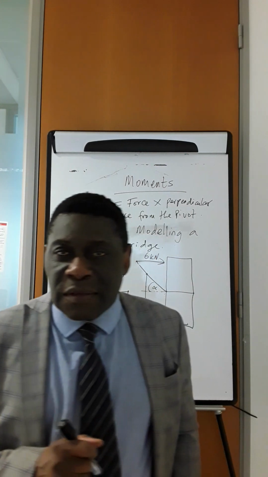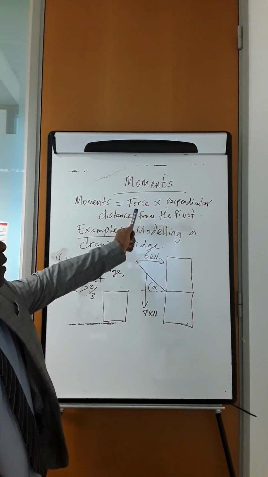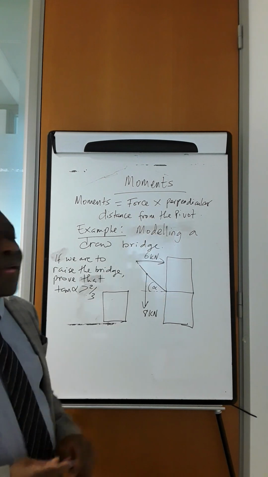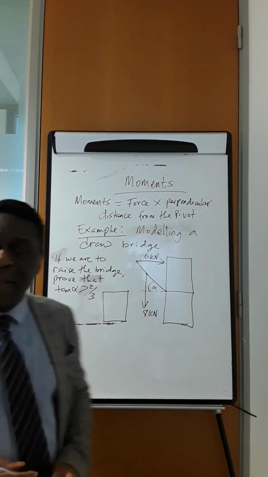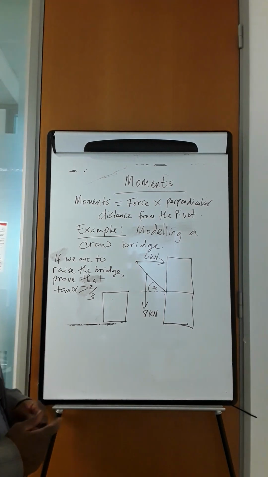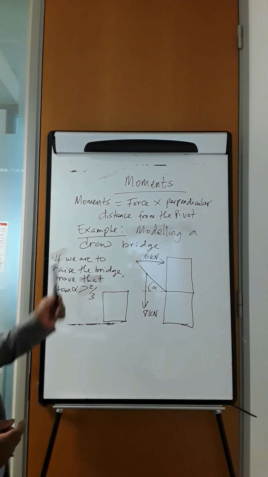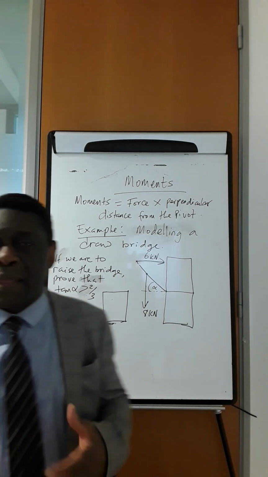Now, what is moment? Moment equals force times the perpendicular distance from the pivot. We're going to look at a typical example. For instance, how are we going to model a bridge?